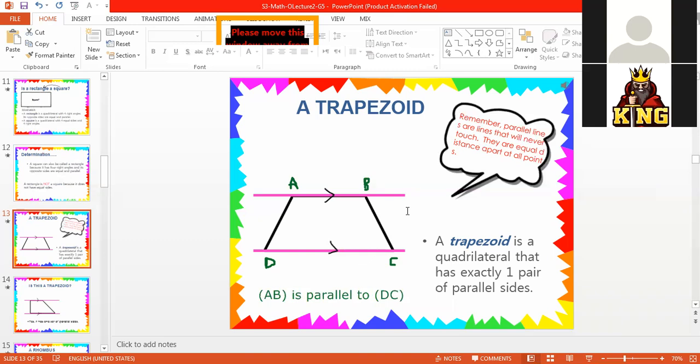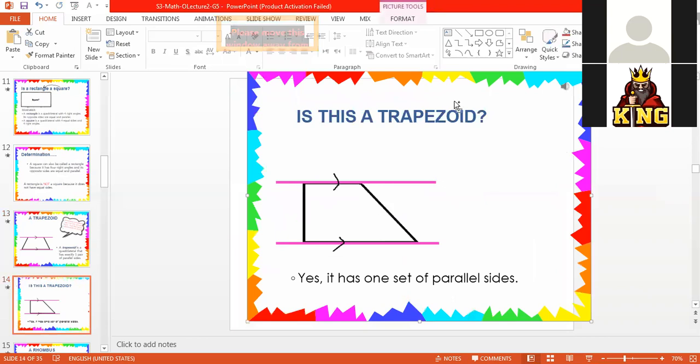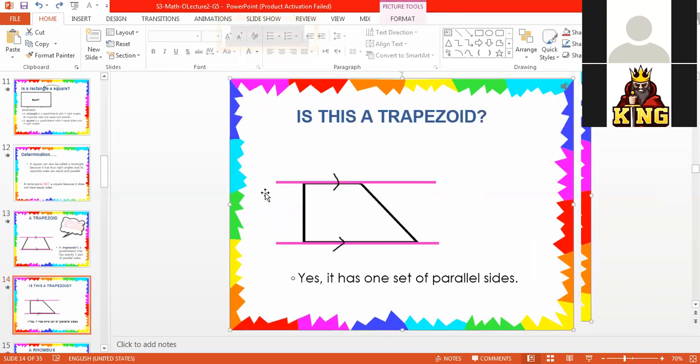So let us continue now. After the trapezoid, they asked us if this shape is a trapezoid. And of course, this shape is a trapezoid because we have parallel lines, right? Only one set of parallel lines. Is it clear till now?